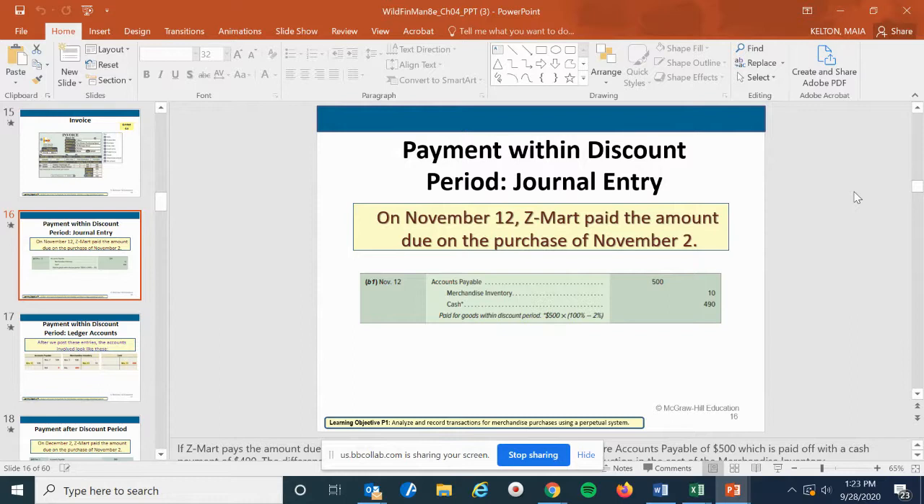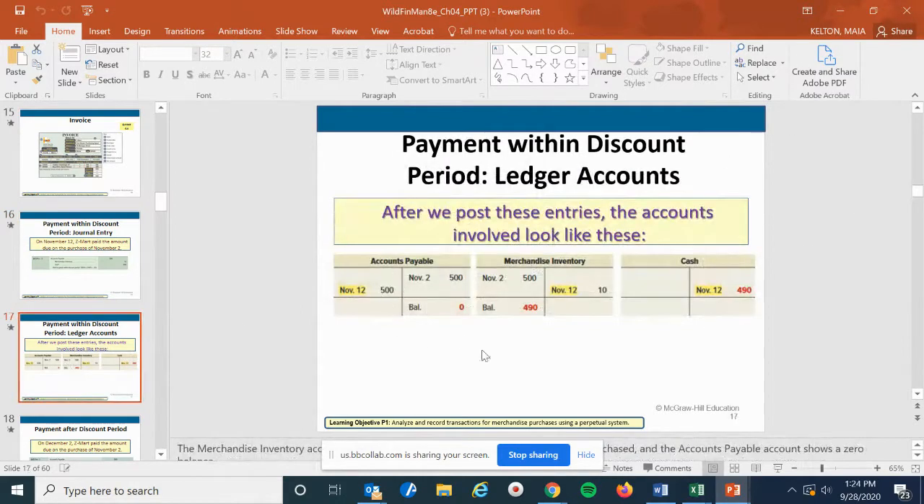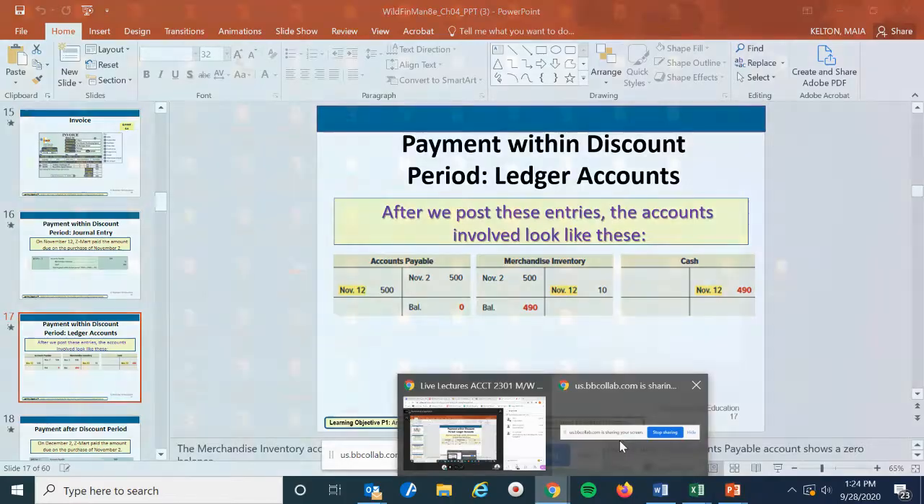Accounts payable will have to be debited. We'll have to zero that out because Zmart is fulfilling their obligation to their supplier. So accounts payable will be debited $500. Merchandise inventory will be credited and cash will be credited as well. So if we're looking in the T account, yes.